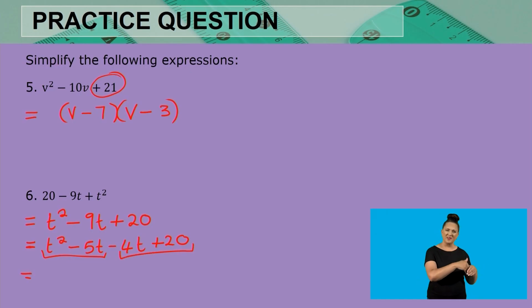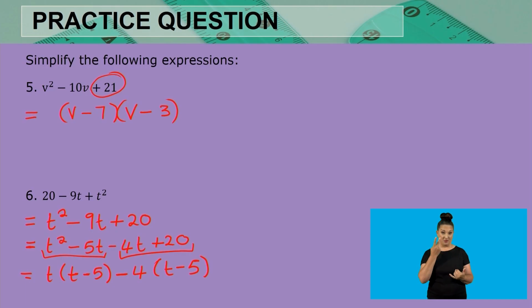And when we group them, we take out a common factor with each. So the common factor with the first group is t. We are left there with a t minus 5. Then the second group is being subtracted there. What is the common factor there? That is a common factor of 4. And we are left with a t minus 5, because 20 divided by 4 is 5.